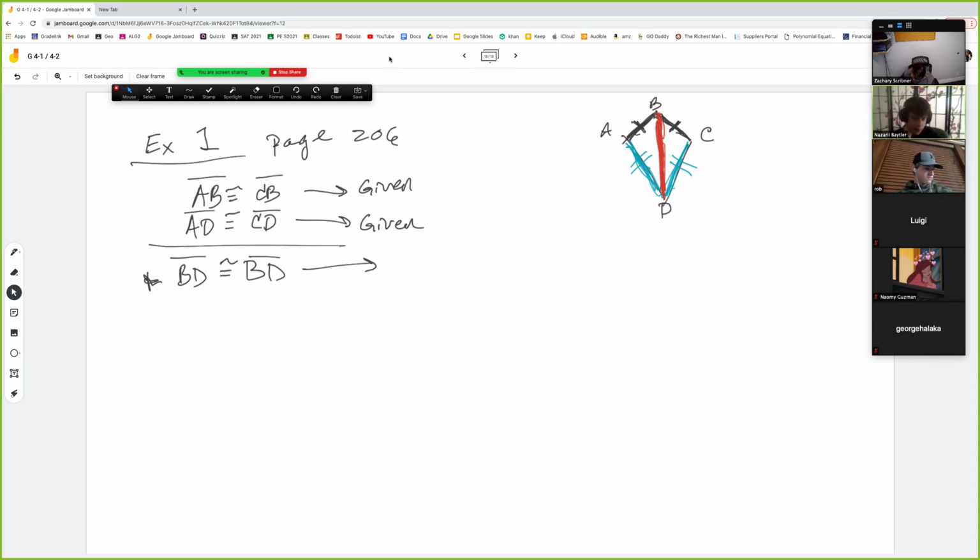Symmetry. Something about symmetry. Or reflexive. Reflexive. I was thinking like reflecting. Yes. So listen, it's obvious that BD is congruent to BD because they're the same. But because they're two different triangles, you have to say that basically side BD for the left triangle is the same as side BD for the right triangle.